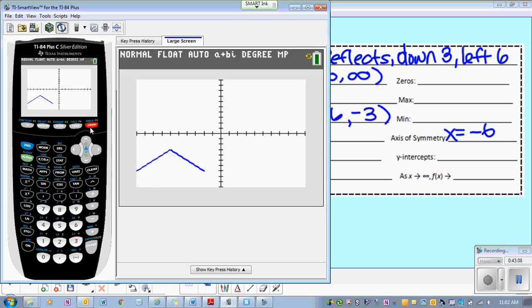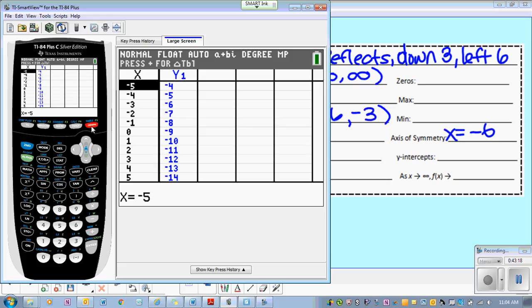Your graph should look like mine. If it does not, then please say something. I'll come around and look. Okay, so now I'm going to go to second graph, and I'm going to go to where my vertex is. What is that? Negative 6, negative 3. I'm going to take the two numbers above and the two numbers below. All right? And let's write it on our table.